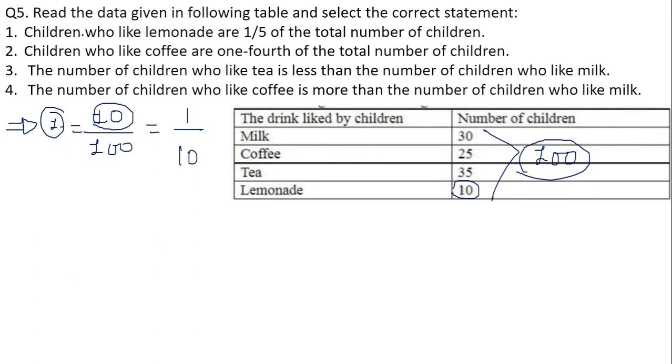But in the option what they have told us, children who like lemonade are 1/5 of the total number of children. This is going to be a wrong statement. They are going to be 1/10 of the total number of children. Got it? You have to understand this now.